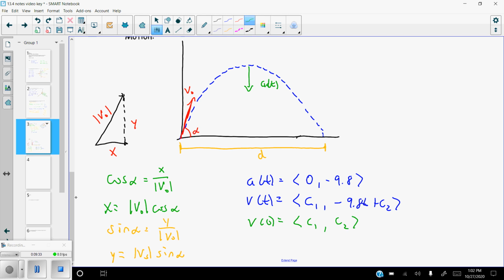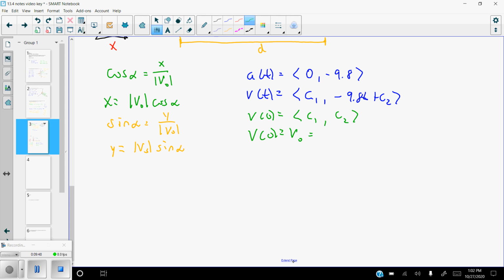All right, so what I know then is that v of 0 is going to be our initial velocity, which is going to be, let's see, the x component. I have to extend my page here. The x component is going to be the initial velocity magnitude cosine of alpha. The y component is the initial velocity's magnitude, sine of alpha.